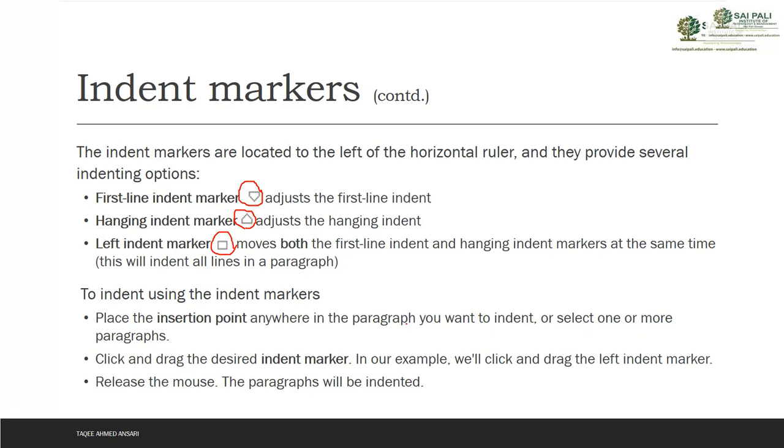Remember, anywhere in the paragraph, you don't have to select the paragraph, you can put your insertion point anywhere in the paragraph you want to indent, or select one or more paragraphs. Now if you want to do more paragraphs, you have 4 or 5 paragraphs in your book, or you have 10 pages and you want to do it for all the pages, all the paragraphs, then you have to select all, and then you can click and drag the desired indent marker.